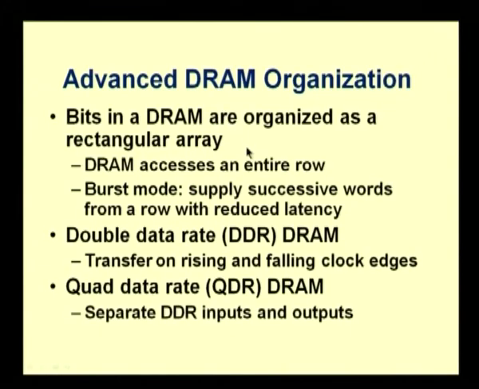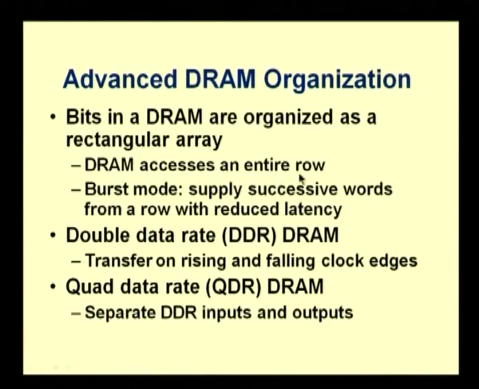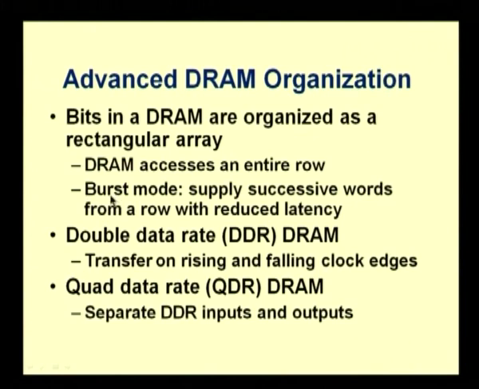Other things that we do is we try to support advanced DRAM organization itself. How can my DRAM itself be organized such that you are able to support better memory access? What has been happening in the DRAM arena is that we have mechanisms by which you are able to support DRAM accesses of an entire row. Instead of saying that only one word is accessed at a time, an entire row can be accessed at a time. We also have support for burst mode access, wherein you can supply successive words from a row with reduced latency. These are things that are normally supported in DRAMs today.